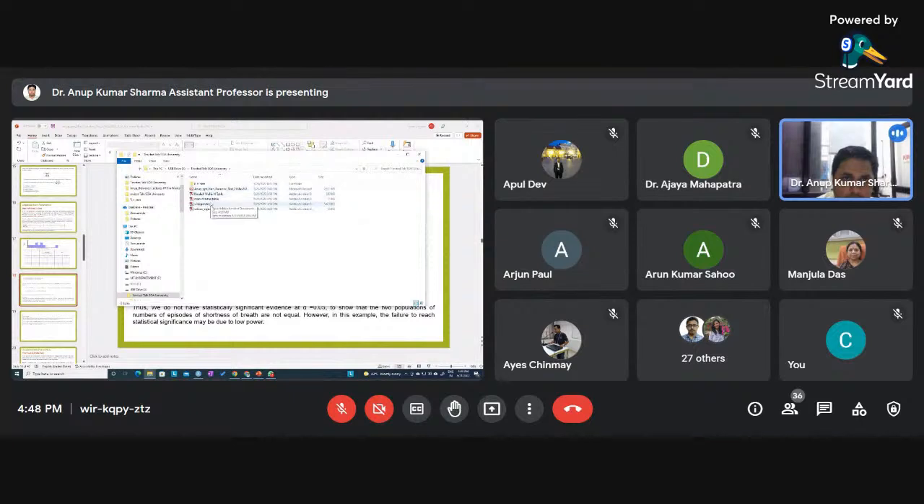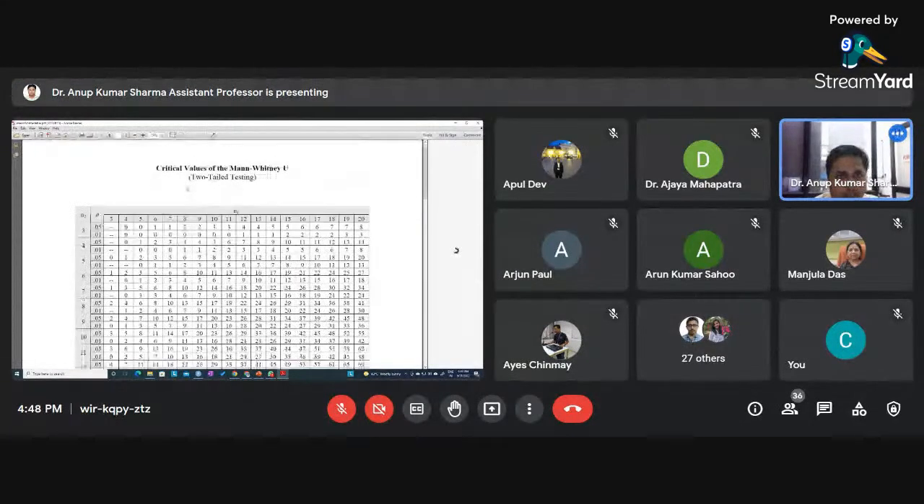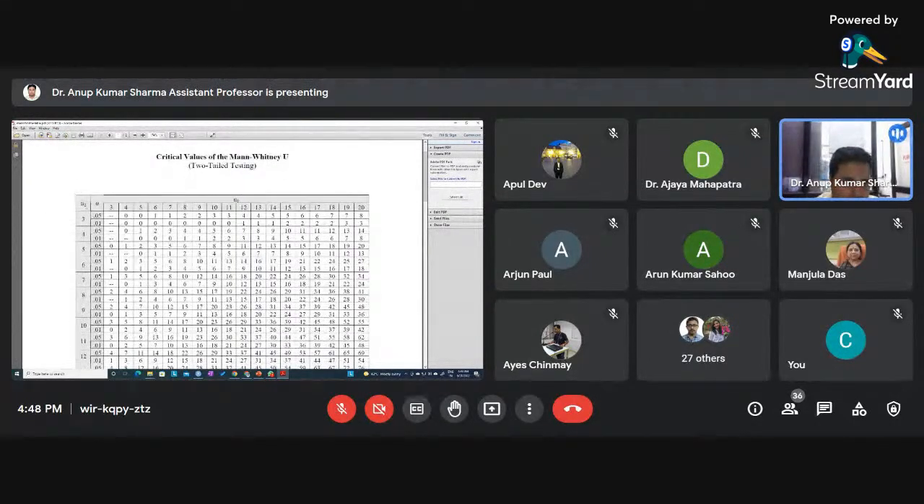This is a Mann-Whitney table. You can download it from Google also. This is the N2 value, representing the size of the sample here, and this is the second sample, with the first sample. Alpha represents the probability of rejecting the null hypothesis, or you can say a level of 0.05.